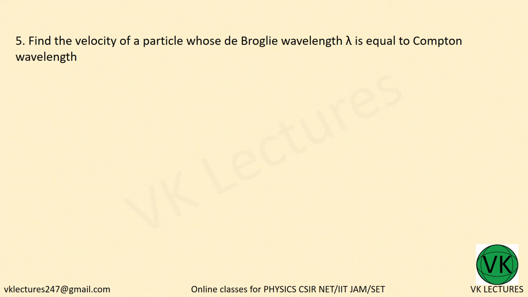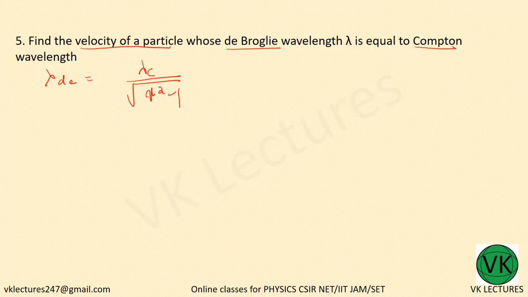Find the velocity of a particle whose de Broglie wavelength is nothing but the Compton wavelength. So de Broglie wavelength is equal to Compton wavelength. In that case, what is the velocity of the particle? We know the formula: lambda de is equal to lambda c divided by under root gamma square minus 1. So this is the relation between de Broglie wavelength and Compton wavelength.